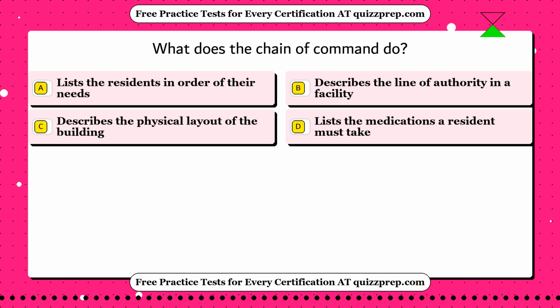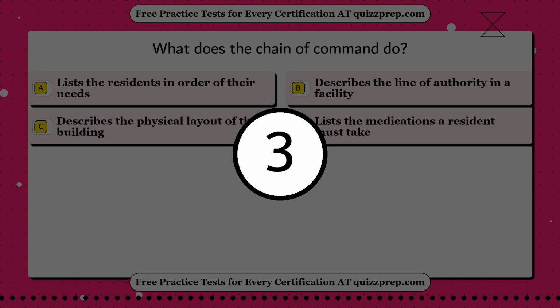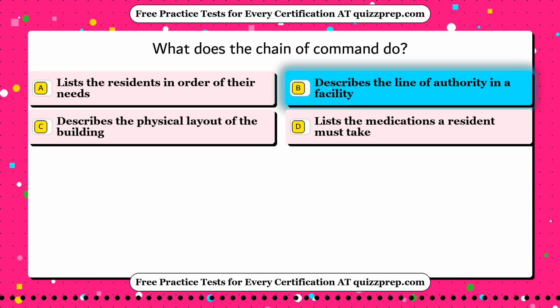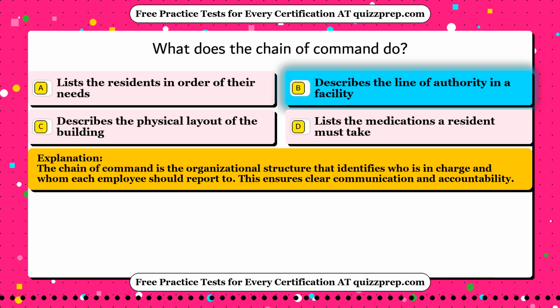Question 90. What does the chain of command do? Option A, lists the residents in order of their needs. Option B, describes the line of authority in a facility. Option C, describes the physical layout of the building. Option D, lists the medications a resident must take. The correct answer is option B, describes the line of authority in a facility. The chain of command is the organizational structure that identifies who is in charge and whom each employee should report to. This ensures clear communication and accountability.